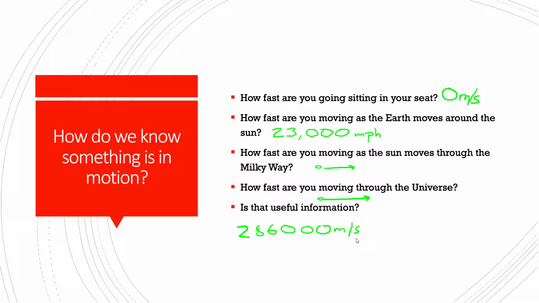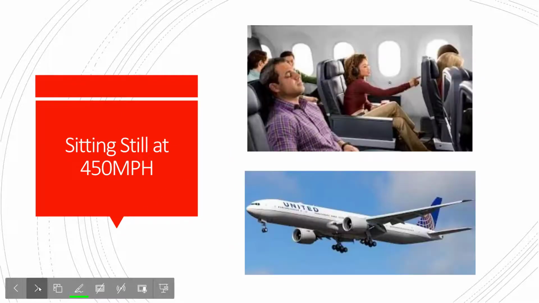If you're trying to think about how long it takes to get to the grocery store, does it matter how fast you're going through the universe? Does it matter how fast you're going through the Milky Way? Does it matter how fast the Earth is moving around the sun? Now, what matters for you getting to the grocery store is the fact that you haven't even gotten out of your chair yet. So we need to have a frame of reference when we talk about motion.